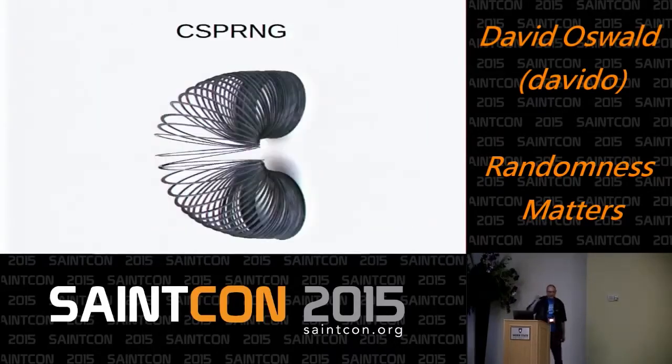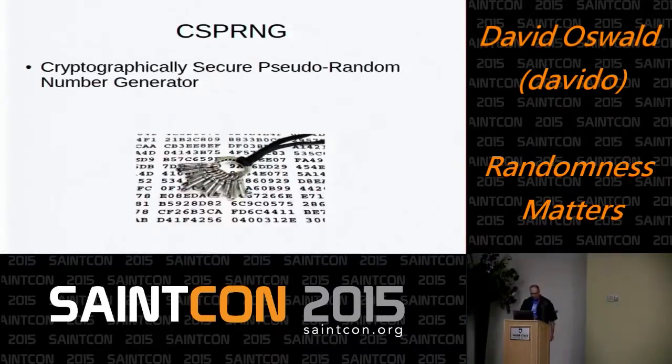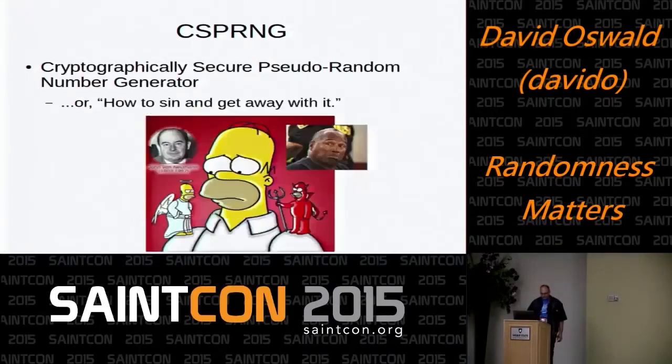So we need to talk about something different than rand. We're going to talk about CSPRNGs, cryptographically secure pseudorandom number generators. And what are those for? Cryptographically secure random number generators allow you to sin and get away with it.